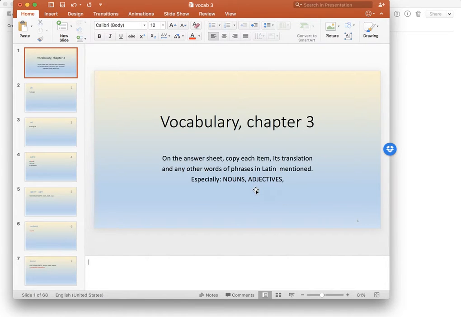This is the vocabulary for chapter 3. There'll be an answer sheet for you to copy these things down on. Copy each item, its translation, and any other words or phrases in Latin mentioned, especially nouns and adjectives and verbs and prepositions.